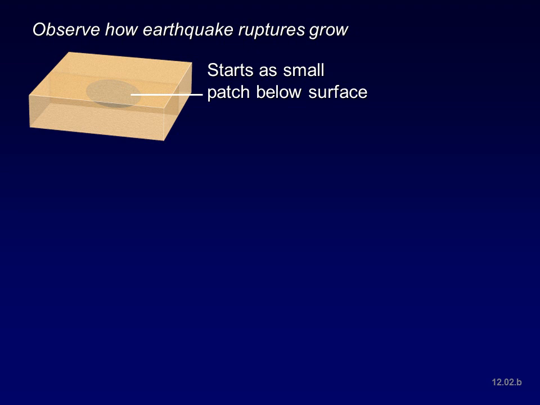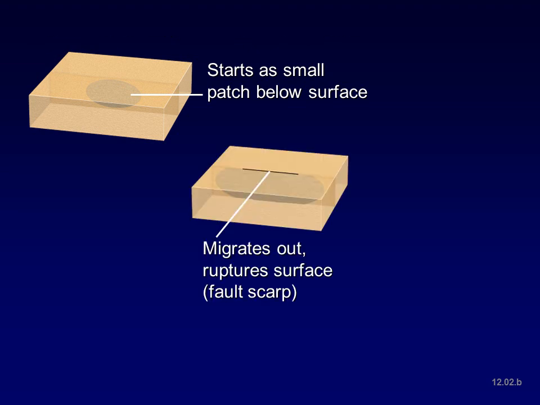Okay, looking inside to see what's going on with the faults. How do earthquake ruptures grow? A rupture starts as a small patch below the Earth's surface. That's what this little dark oval is representing. A small patch below the Earth's surface and begins to expand along the fault line. As the rupture migrates outward, it may eventually reach the Earth's surface.